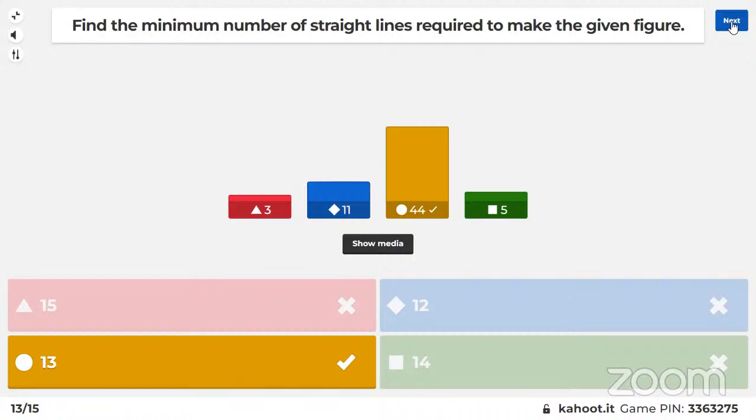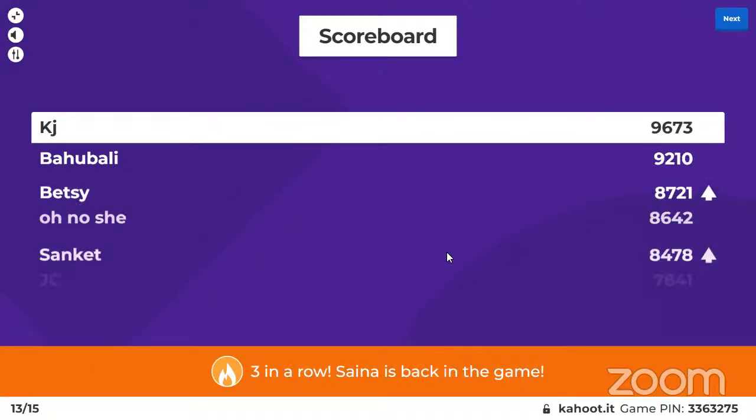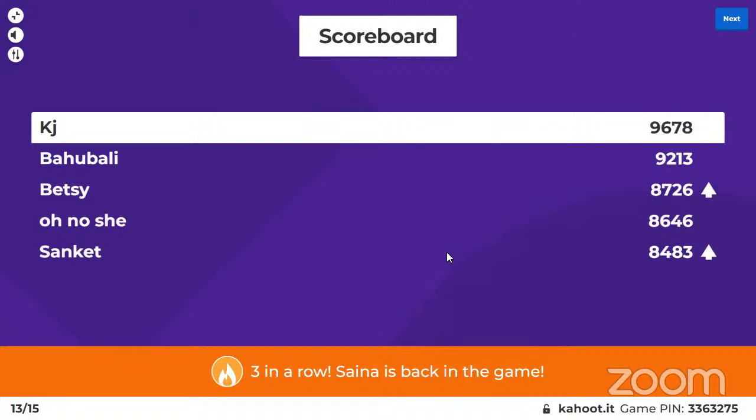Let's see the scoreboard. Yes, again, like I have mentioned, the scoreboard is changing, a new addition to the table. Still, KJ stands in the first position with 9,678 points. Bahubali in the second position with 9,213 points. Betsy with 2,726 points comes to the third place. Oh no, she has come again to the fourth place with 8,646 points. Sanke, a new name on the table, with 8,483 points at the fifth place.